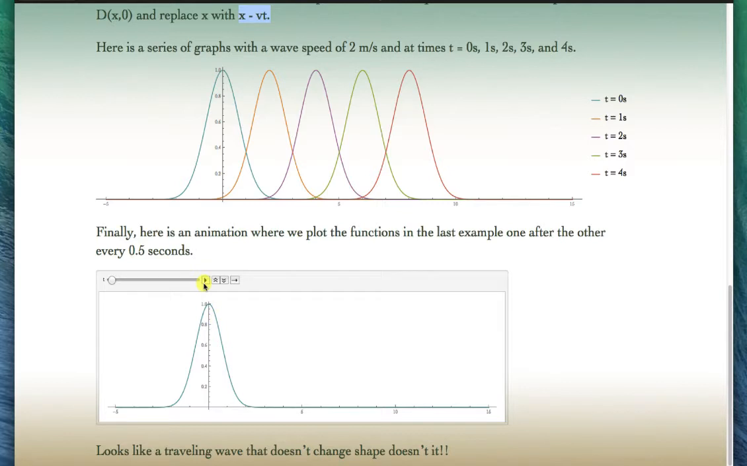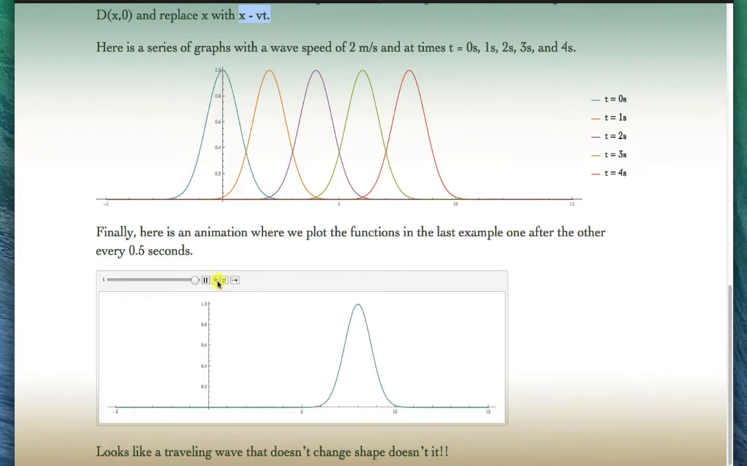And if I hit the play button, all it's going to do is replot the graph at different times. Because of the velocity of 2 meters per second, those graphs are going to be shifted to the right by different distances, 2 meters per second multiplied by each successive time. So there goes the wave, and you can see that it's just a plot at different times. The shift is different for each time.